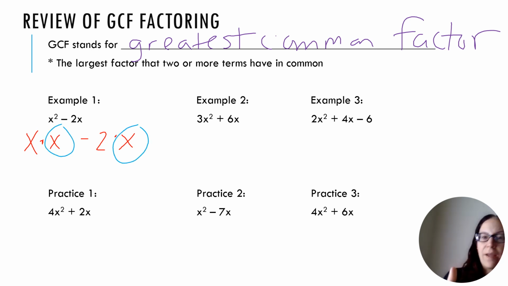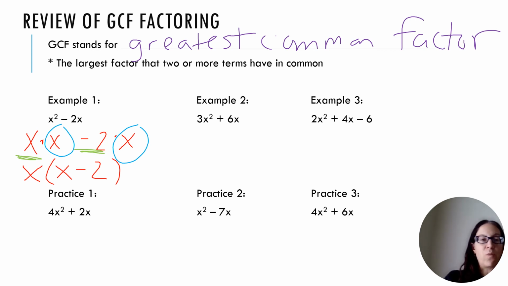And then we will say it this way. We're going to factor it out. Essentially, we are going to undistribute. So we're going to take that x that is circled, and we're going to pull it outside the distribution. And what will be left inside? x and a minus 2. Okay, that's how that works.